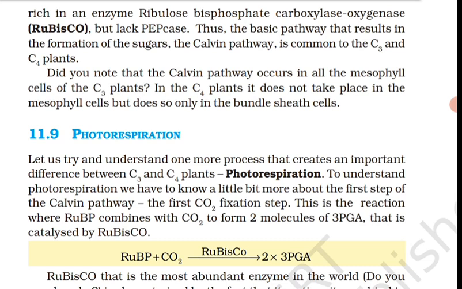In C4 plants, photorespiration does not occur. This is because they have a mechanism that increases the concentration of CO2 at the enzyme site.